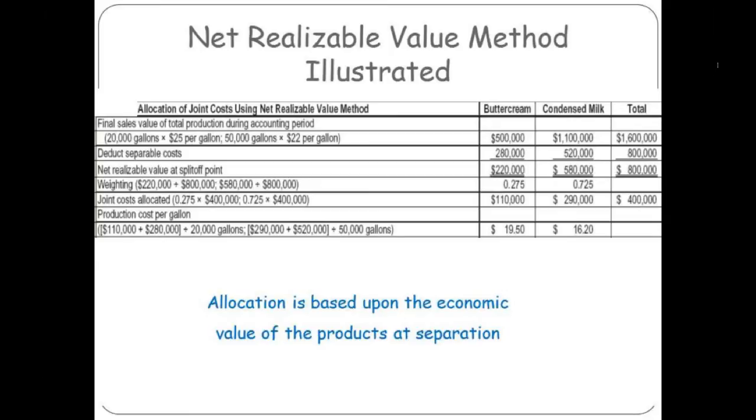You subtract out the separable costs for each, and so you now have a net realizable value. This number here is the net realizable value, or the value that you're applying to that buttermilk at the point of separation. You walked it back in the process to the point of separation, and this is the value that it has to you at that point. And then you find your percentages based upon that, and you allocate your initial $400,000 that way. 110,000 versus 290,000.